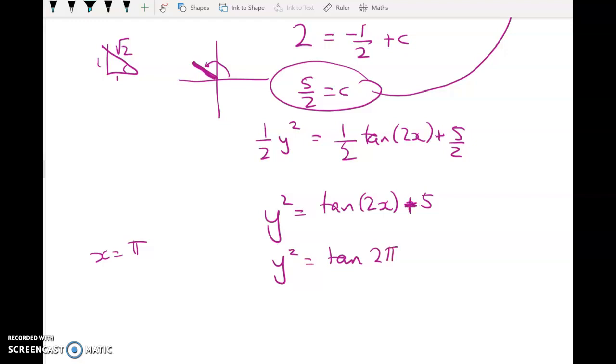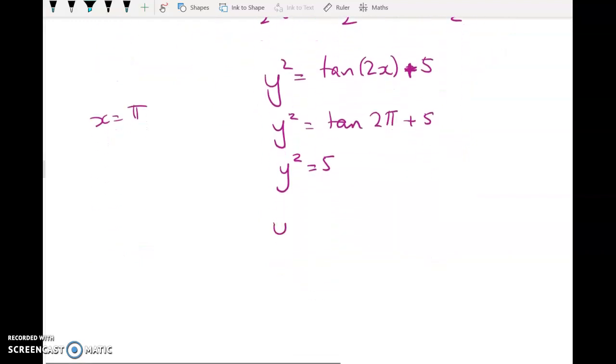That should be a plus 5 there, so plus 5. So y squared is equal to 5, giving me two solutions for y. Y is equal to either positive or negative root 5. There you go. The schedule has that as a decimal, but I've just left that as an exact value. Either would be fine here.